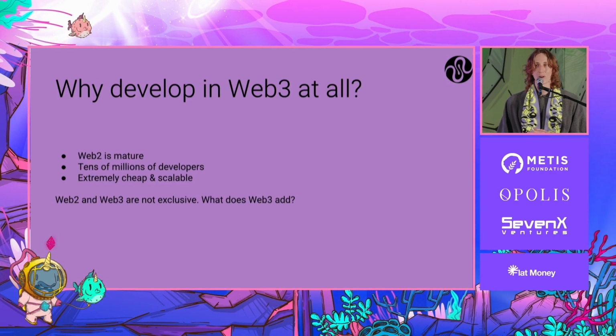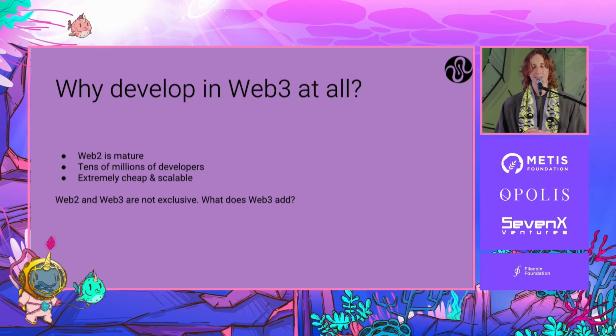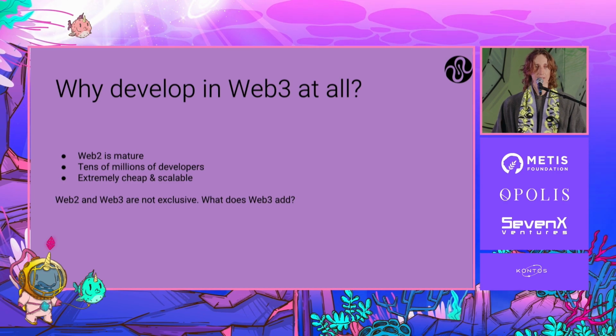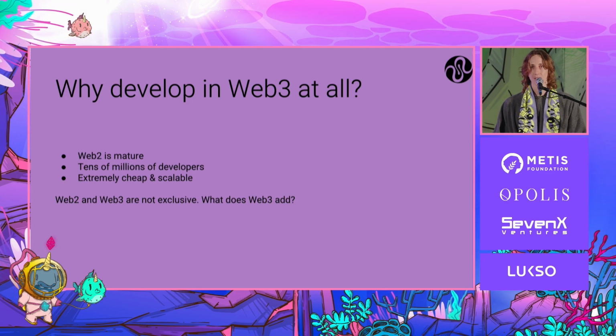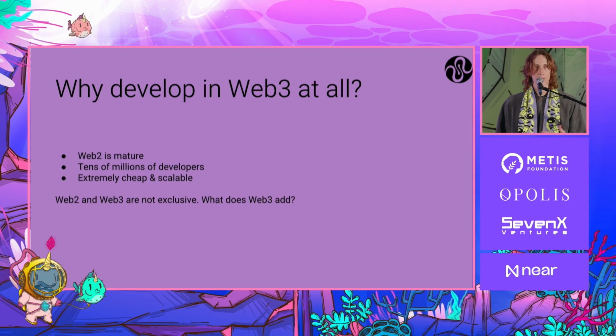So the first question is, why develop in Web3 at all? I think everyone in crypto thinks about this a lot. Web2 is very easy, it's extremely scalable, super cheap, it's mature, we've got tens of millions of developers making modules all the time that make it really easy to make an application and get straight to the logic that you want to build in your application and not worry about any of the infrastructure, any of the payments, all these small details. So what does Web3 add?